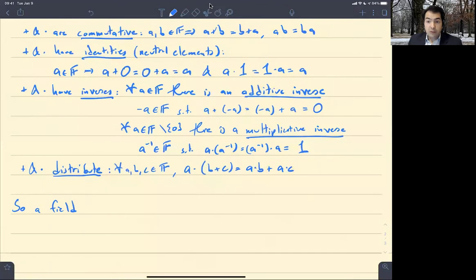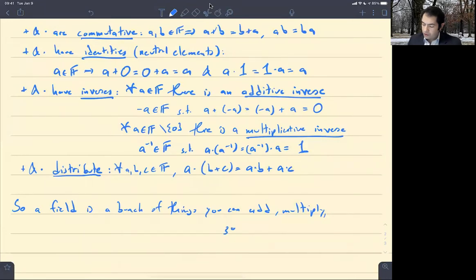Okay, so to summarize informally, a field is a bunch of things that you can add, multiply, subtract, and divide. Right? And that's what we want from the coefficients of a linear equation. They should be things that we can add, multiply, subtract, and divide.